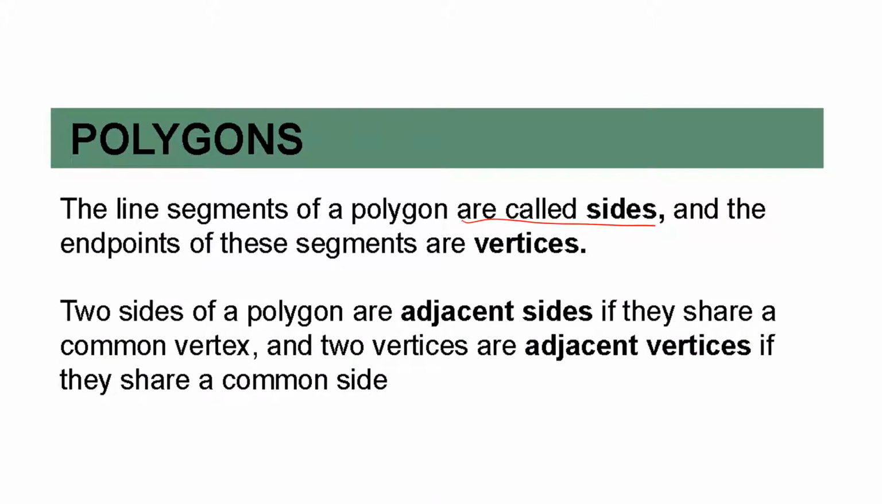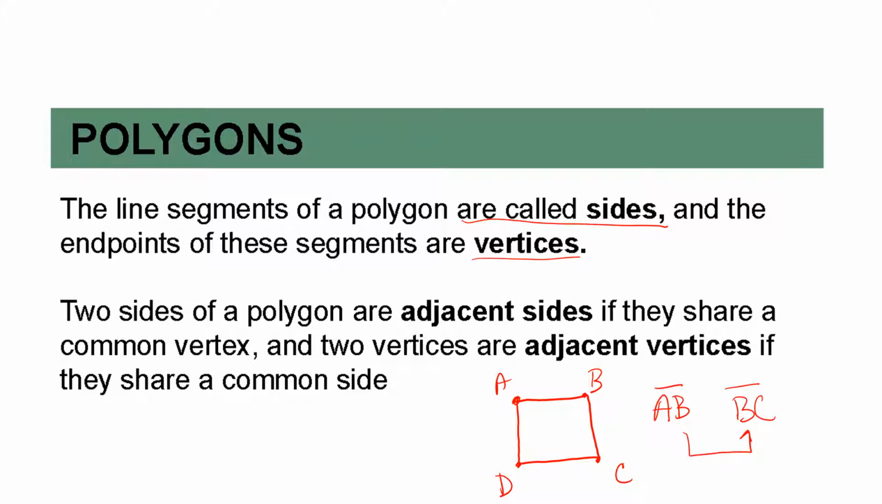So the line segments we call sides, and the endpoints of each of the line segments are called vertices. Now if I have a polygon, and this isn't going to be really pretty because I'm drawing it by hand, but imagine this is a rectangle. If I look at side AB, that line segment, and line segment BC, they share an endpoint in common. B is in common to both of them. So we call these adjacent sides because they share a common vertex. Whereas AD and BC would not be adjacent.